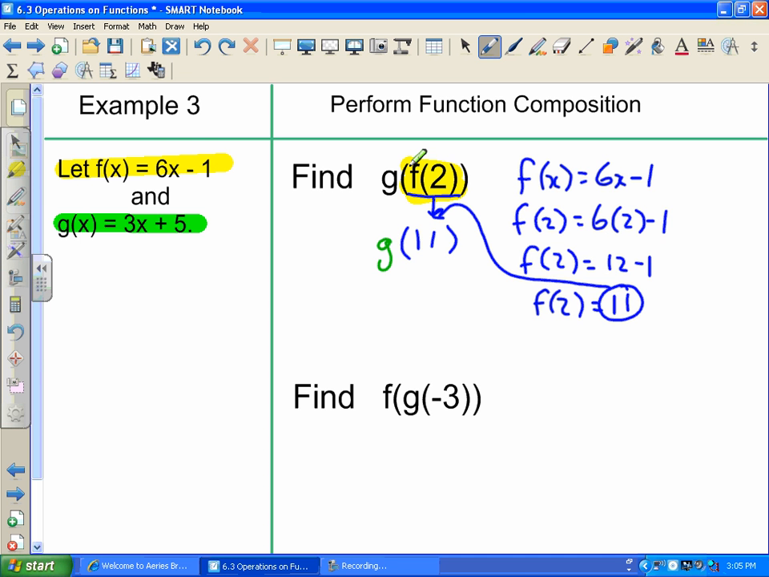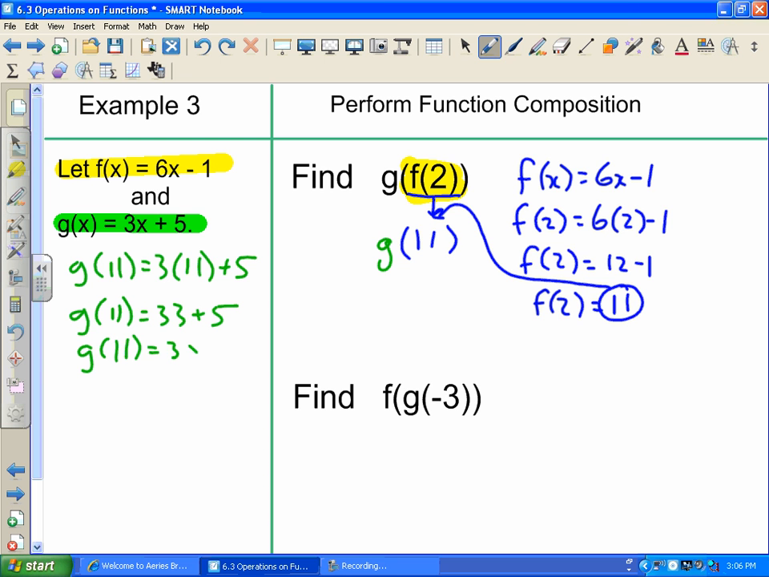G of 11? Well, if g of x equals 3x plus 5, then g of 11 will be 3 times 11 plus 5. So g of 11 is 33 plus 5. G of 11 is 38. And notice that's a function within a function. So here's how we'll write our final answer. G of f of 2 is 38.